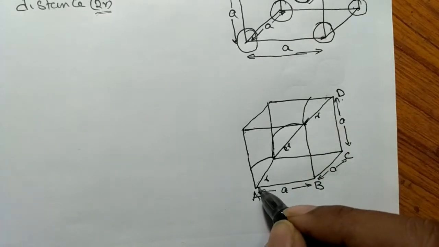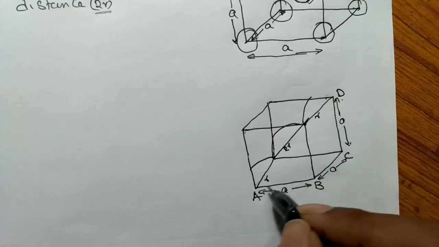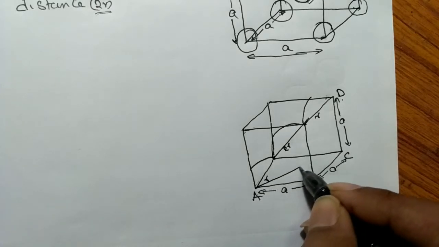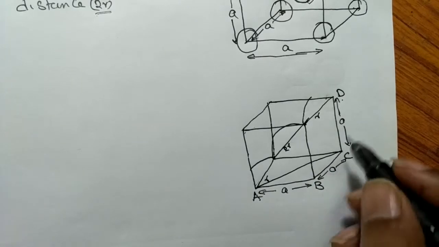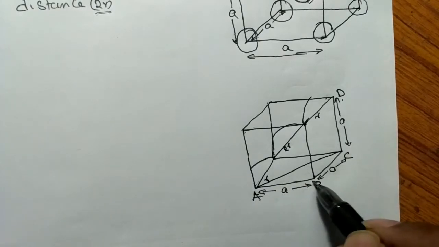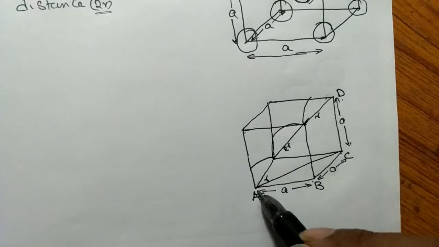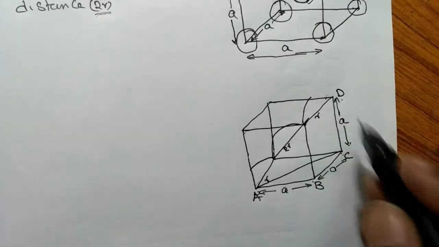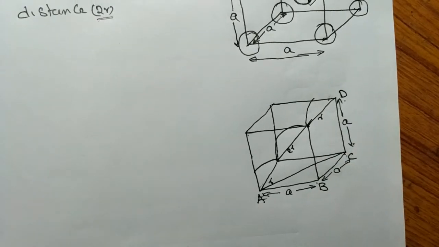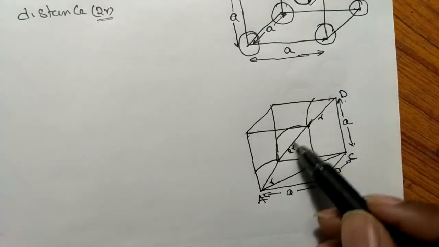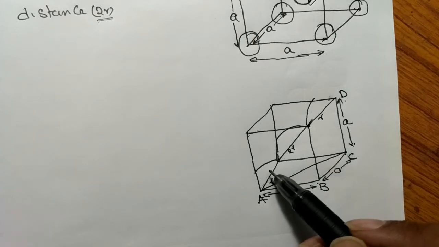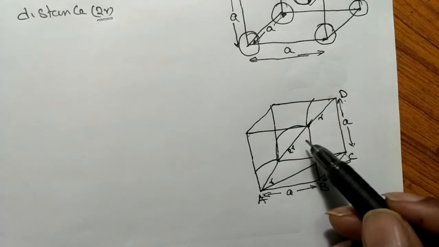So we have to make a triangle. There is no triangle at all, so I have to draw a line from A to C. Don't forget to draw this line. Then ABC is a triangle, and ACD is also a triangle. By using these triangles, I have to find the distance between the nearest neighboring atoms. Here we have 2 radii and 1 diameter.